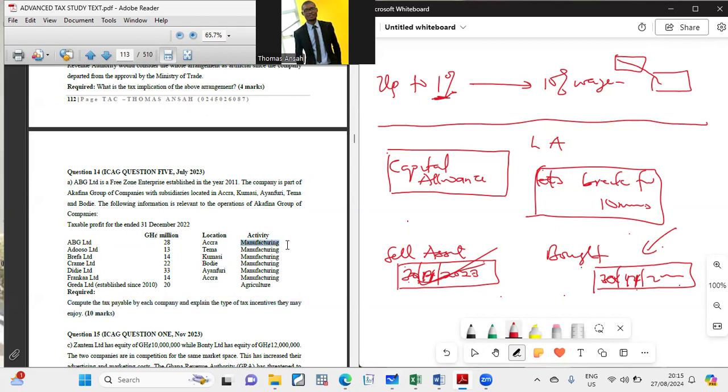You see, this is a manufacturing company, and this is their profit. It is located in Accra. What percentage will you apply? Activity variable. A manufacturing company located in Accra. What percentage will you apply? It should be 25. Tema? 25. Kumasi? 18.75 also. So you have to learn it well.